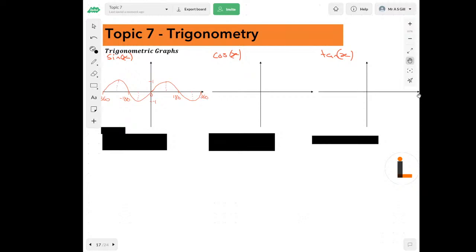Cos x has a line of symmetry about the y-axis. So if we draw this first bit from 0 to 360 here, so again we've got 0, we've got 180 here, we've got 360 here, and again this goes from minus 1 up to 1. And then we just mirror that in the y-axis. And we're going to get minus 180 and minus 360 there.